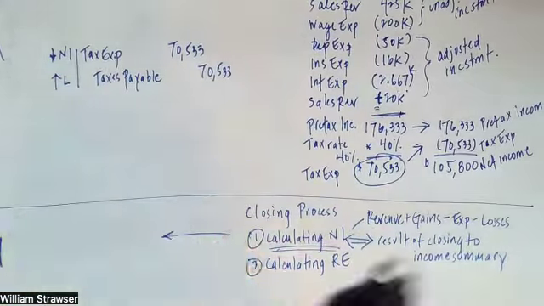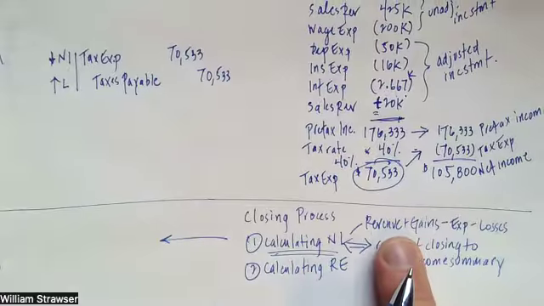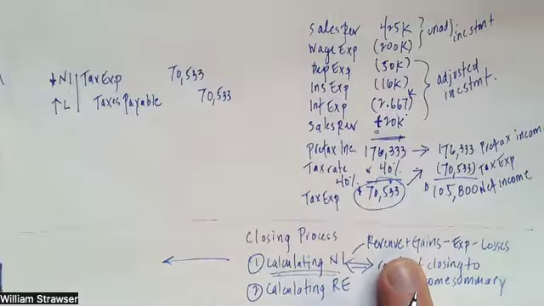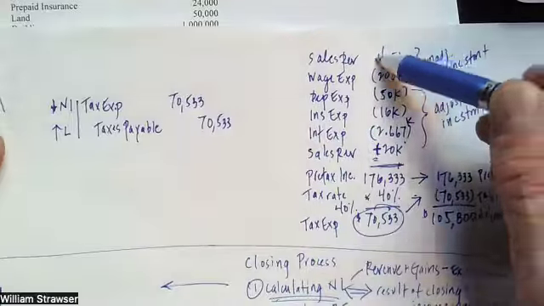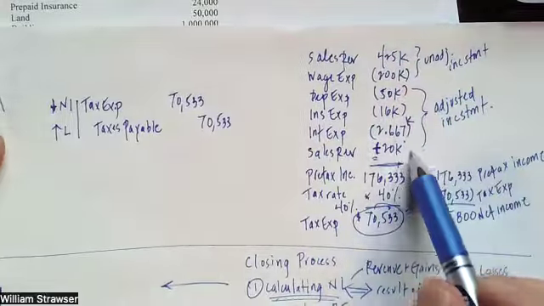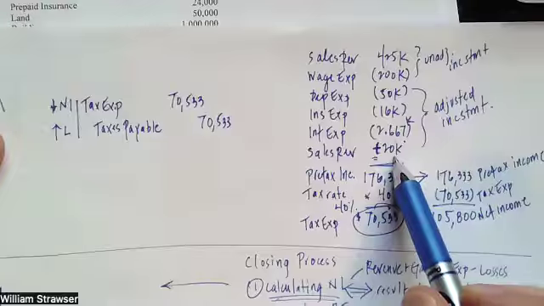All right, so the first thing we're going to do is close any of our revenue accounts. And really, we had two revenues. We had the sales revenue that was unadjusted. We added additional revenue of 20,000.